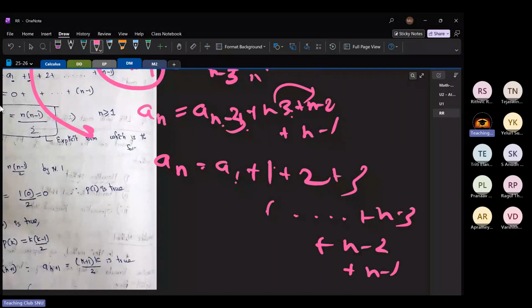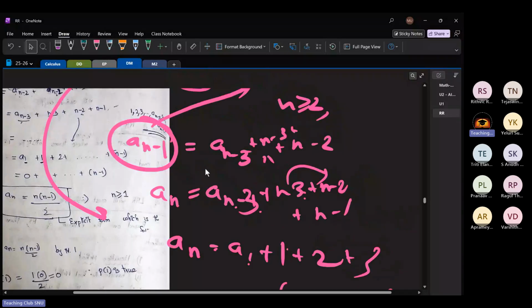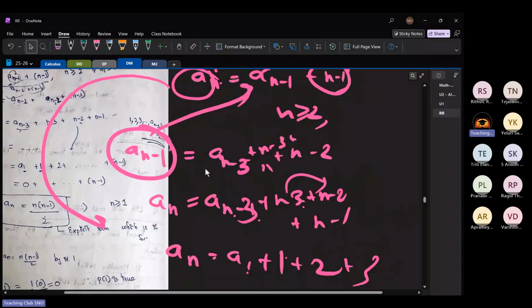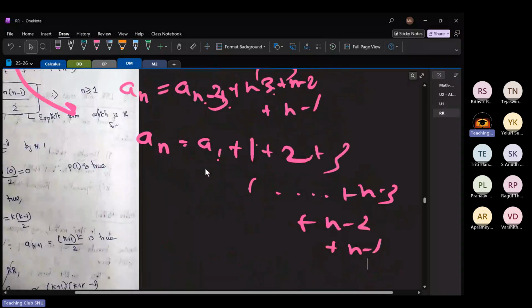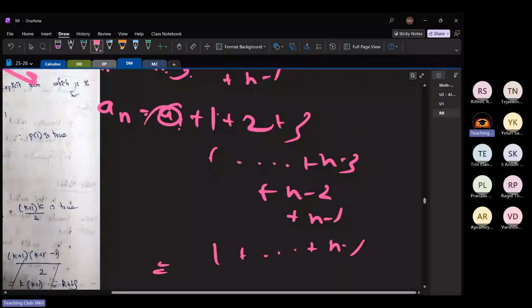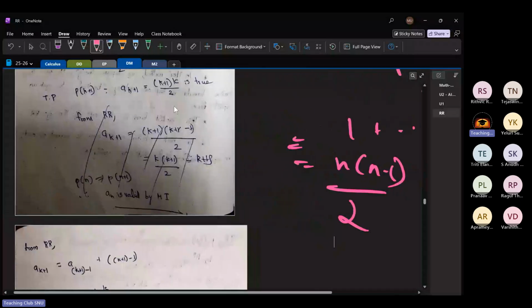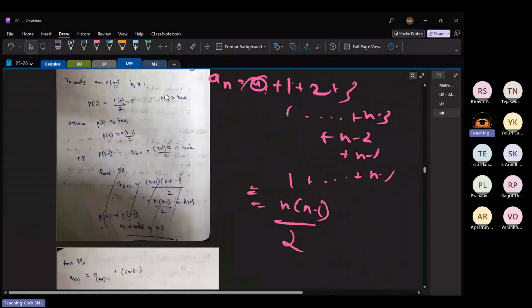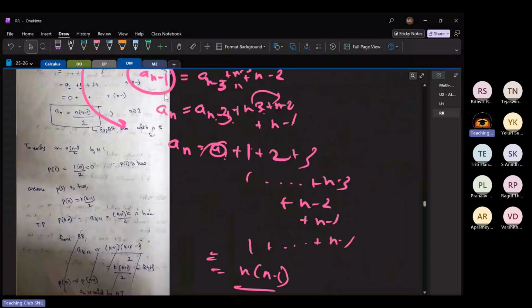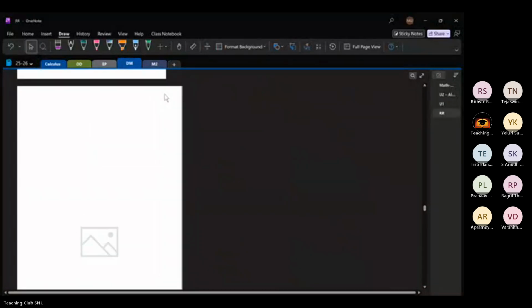And we were clearly given that a_1 was 0, so this will become 0. So this is just the sum of n-1 terms. I hope you all know it: it is n into (n-1) by 2. So that is it about the iteration method. Just a quick glimpse. Let me know if you don't understand anything, after the end of the session.